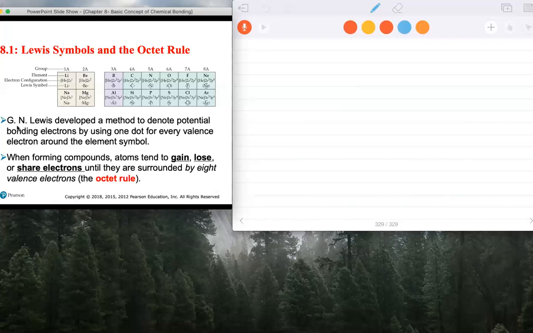And in this section, he is credited for the discovery of the covalent bond. He theorized that when atoms react to form bonds, they use their valence electrons. And you know what valence electrons are, right?